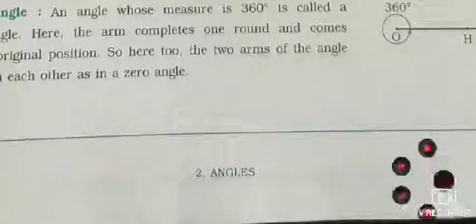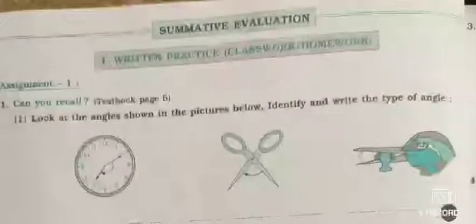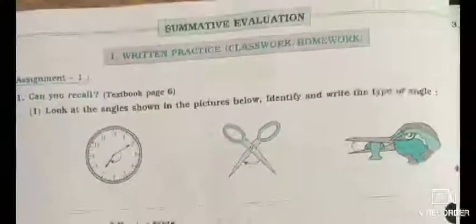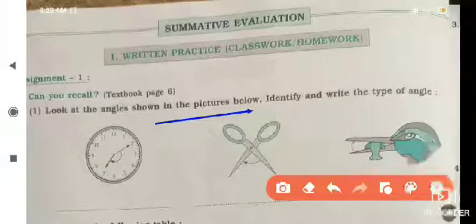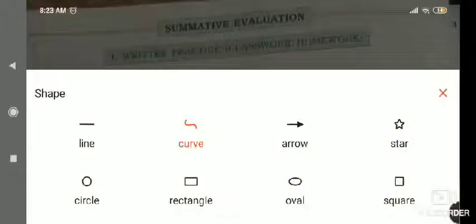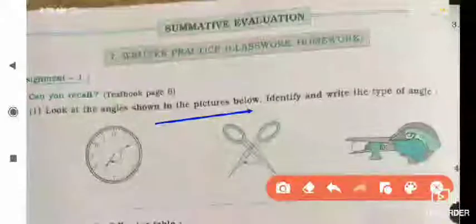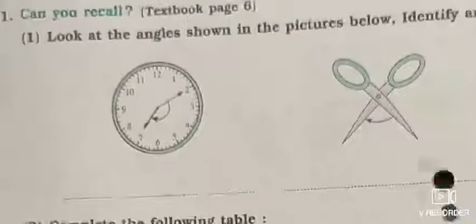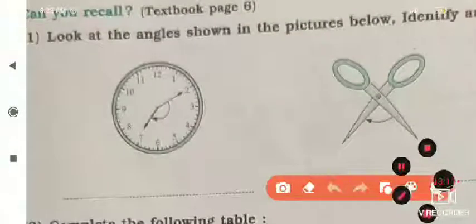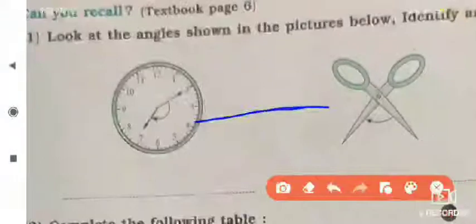Now we will see the next page of our workbook. Can you recall? The question is given here. It is there in the textbook also. Look at the angles shown in the picture below, identify and write the type of angle. So first of all, here it is the clock. Just now I told you the types of angles. If you see in the figure, which type of angle is given here?